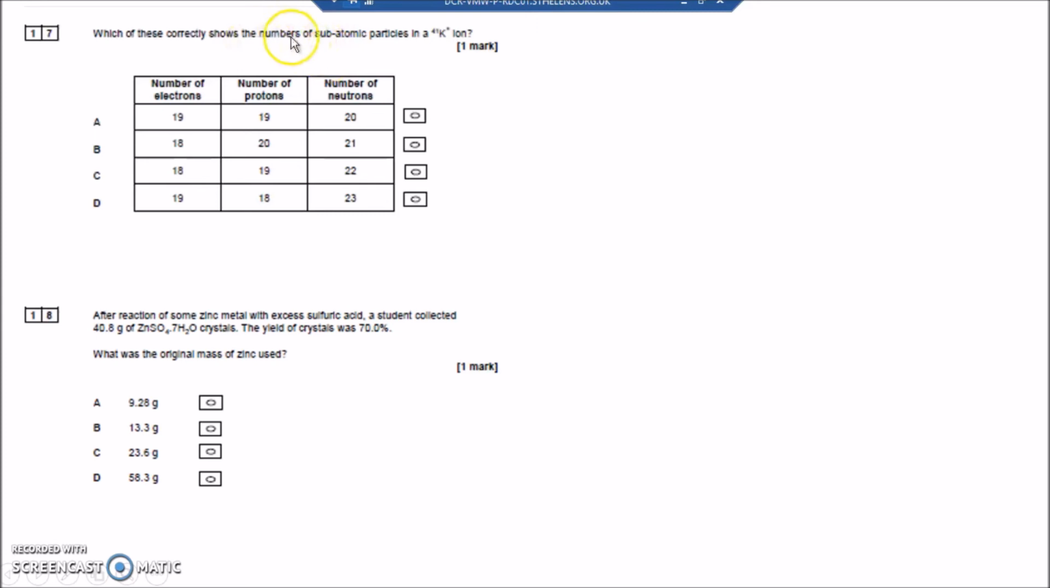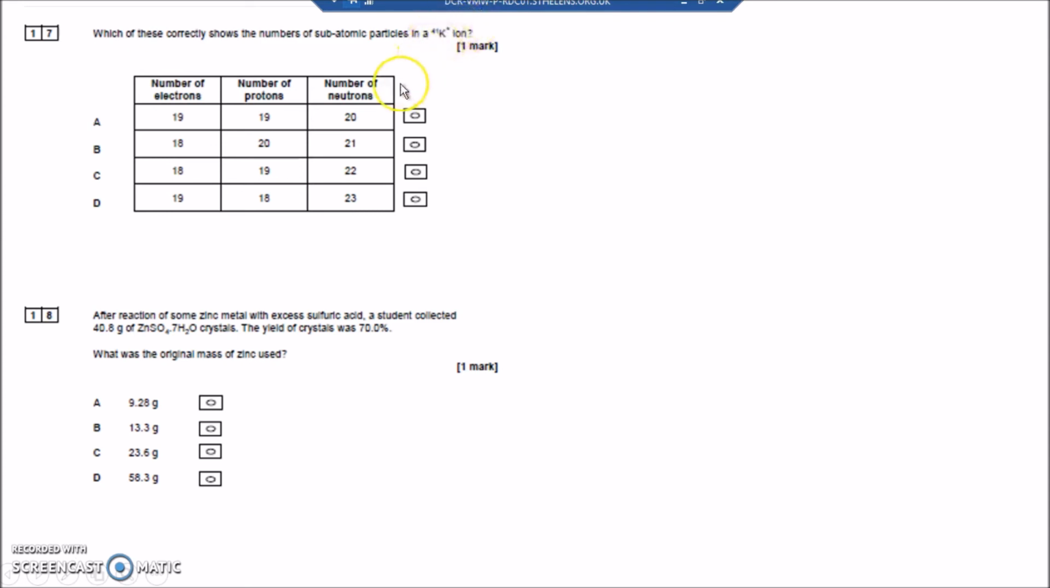Question 17. Which of these correctly shows the number of subatomic particles in a potassium-41 plus ion? So you can look at potassium and find that its proton number is 19. So it's got 19 protons and 19 electrons. However, if it's become plus charged it's lost an electron. So it's not got 19 electrons anymore, it's only got 18 electrons. It's still got the same number of protons. The plus charge means it's lost an electron.